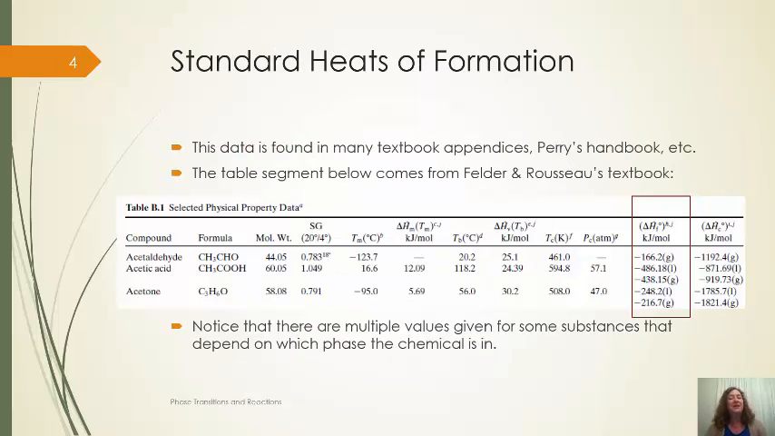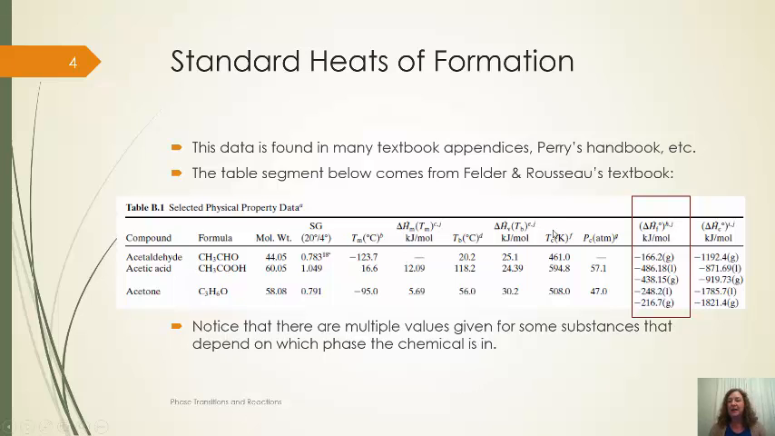So data can be found in a lot of textbook appendices, Perry's Handbook, and if you're a member of AIChE, student membership is free and you can get access to that online. This table segment below comes from the Felder and Rousseau textbook. What you'll see is in Table B1 from that book for various compounds.